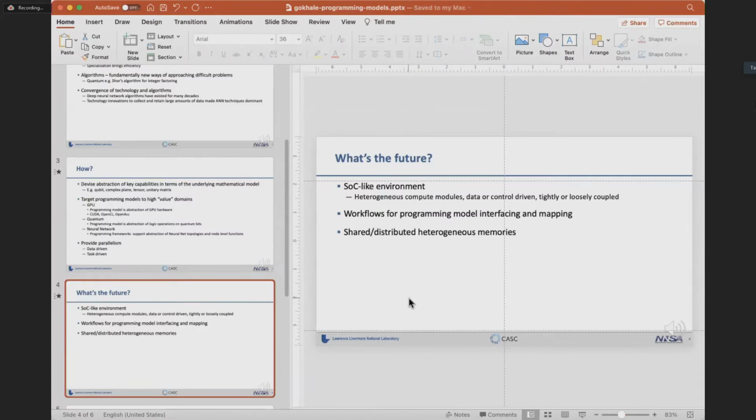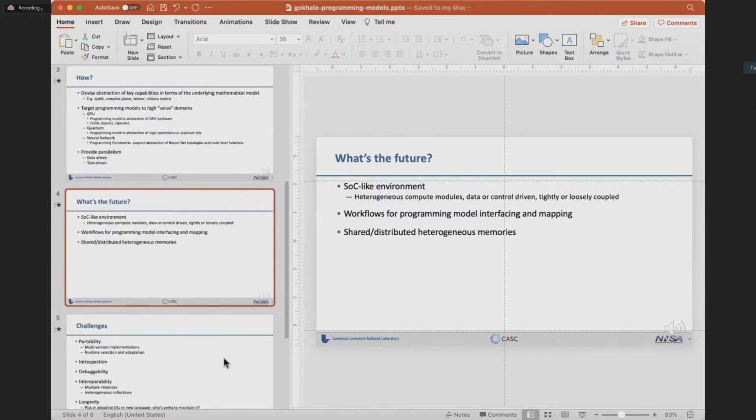On the other side, I see workflows for programming model interfacing and mapping. A lot of times you think of your best DSL, your favorite DSL, it's just so elegant and so mathematical, but it has to talk to other pieces of things, and how do you make it do that? How do you interoperate? In the large, HPC and workflows have embodied some of those ideas of being able to interface and map. And then, as we've seen with other speakers before me, shared distributed heterogeneous memories are first-class citizens, and we often have to bring them up to the programming model level to be able to reason about them and use them, just for performance. Ideally, everything would be uniform access.